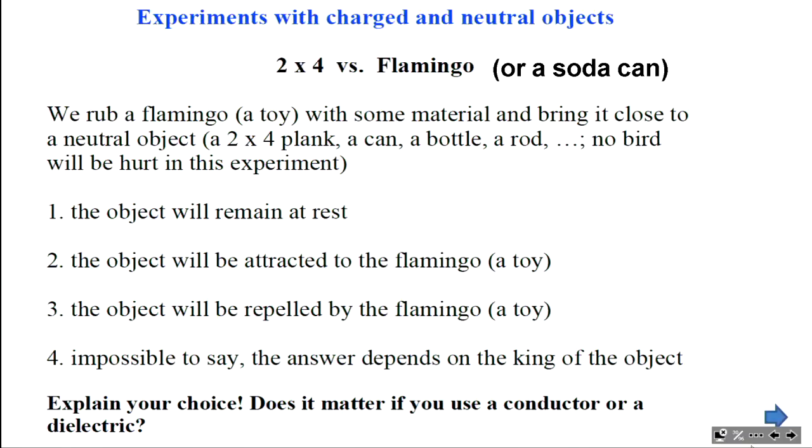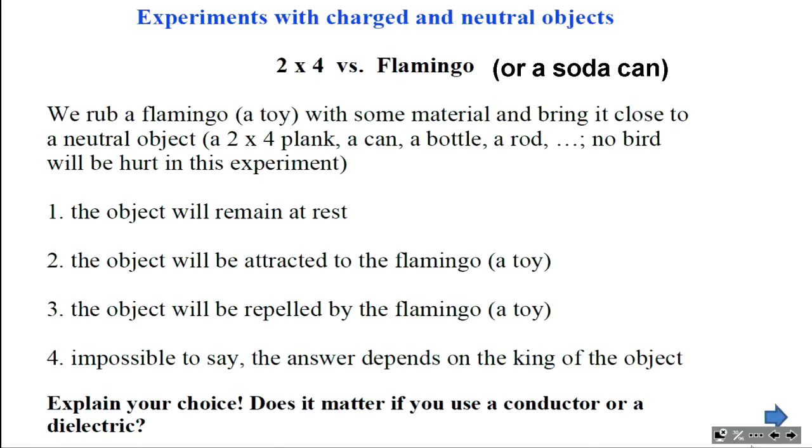Let's see. So this is another very good plastic. So I have a soda can, and I want to charge this. That's better. This flamingo. Okay. See, I don't touch it. But clearly there is a force of attraction acting from the flamingo on this can.